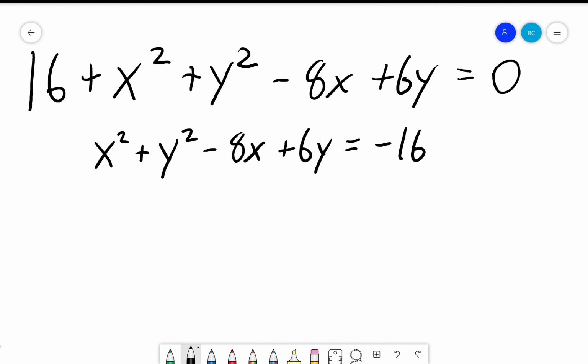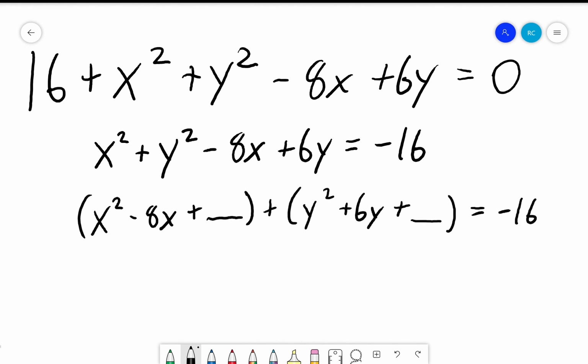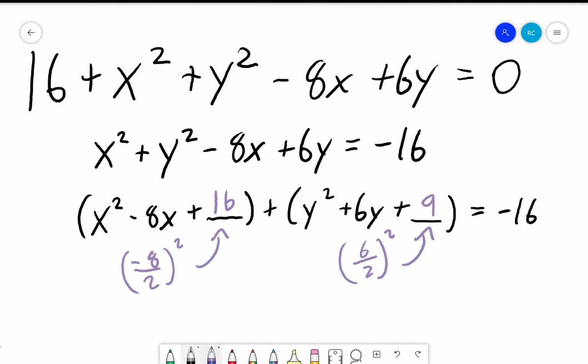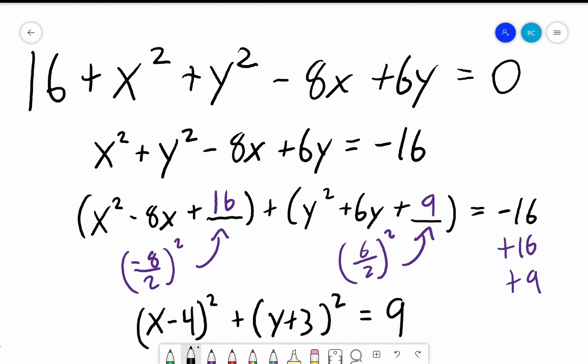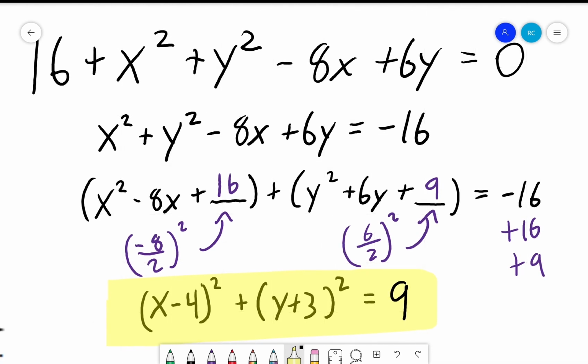Step 2, rearrange the left side so that the x's and the y's are together, with or without the parentheses and the blanks as you prefer. Find out how many you have to add to each group to complete the square. Don't forget to add those values to both sides of the equation. And finally, rewrite the equation with the perfect squares. Take a moment, write it down if you have to.